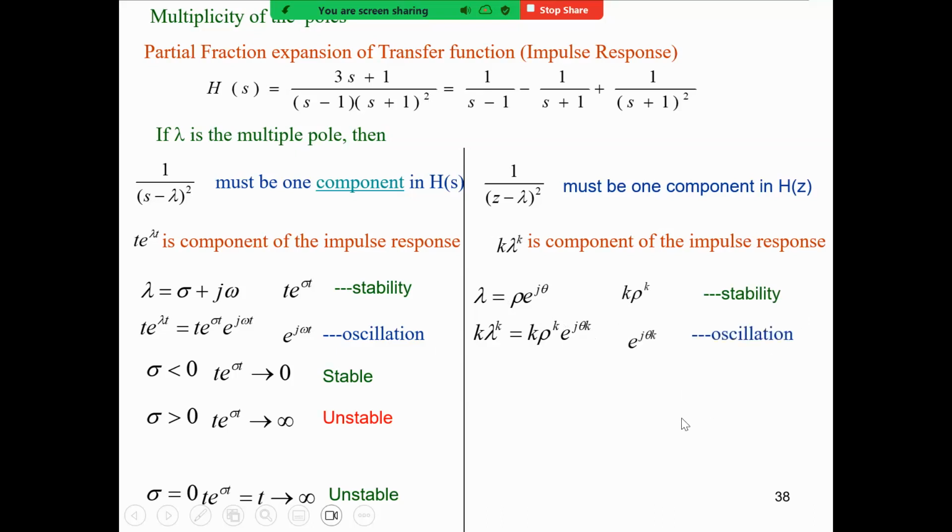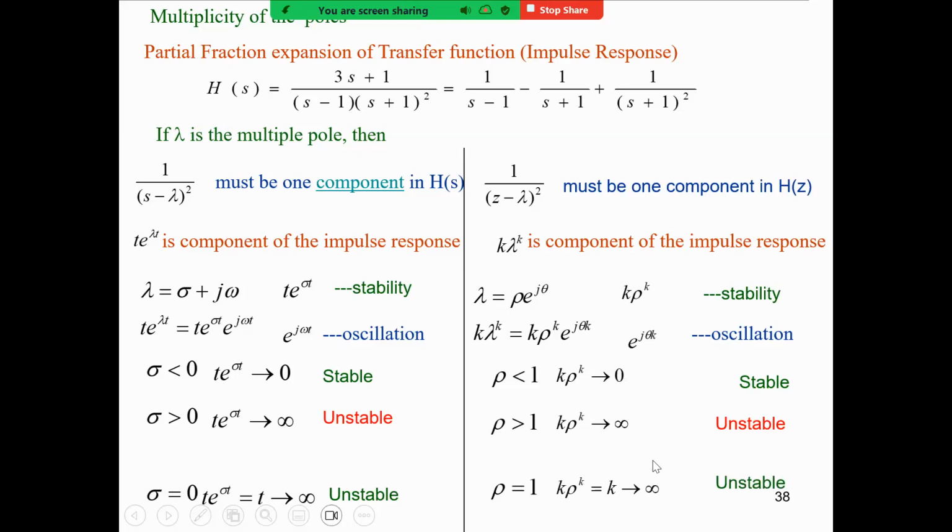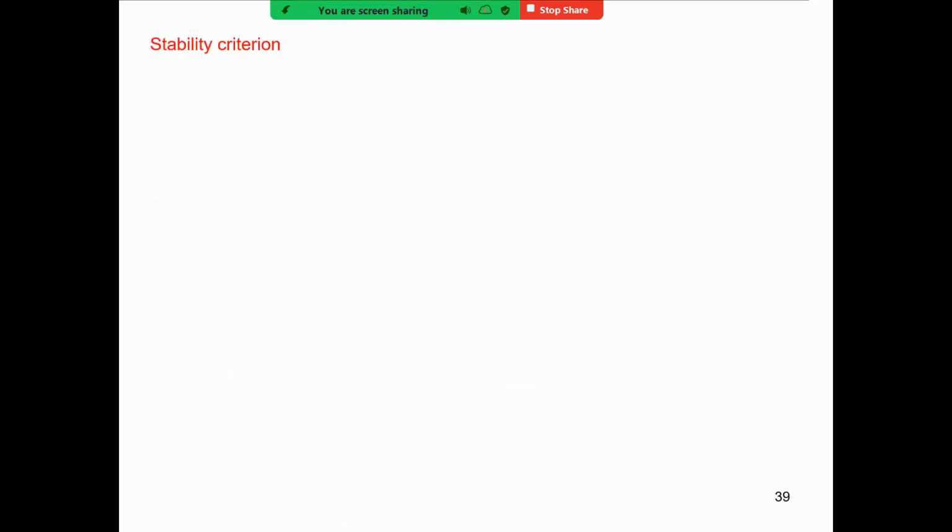This decides the stability. Easily we can check, when rho is smaller than 1, k goes to infinity, but rho to the k goes to 0 much faster than k goes to infinity. Still goes to 0. When rho is bigger than 1, both of them go to infinity. It's very clear. Of course, when rho equals 1, it will go to infinity because of k. So it is again unstable. Okay? So let's summarize the stability criterion.